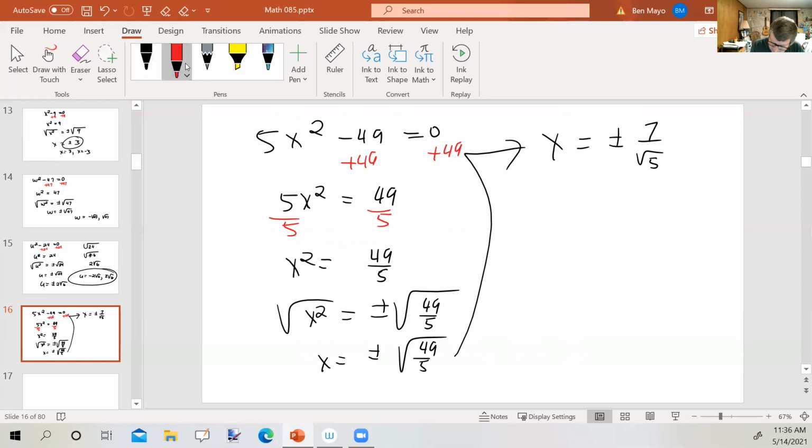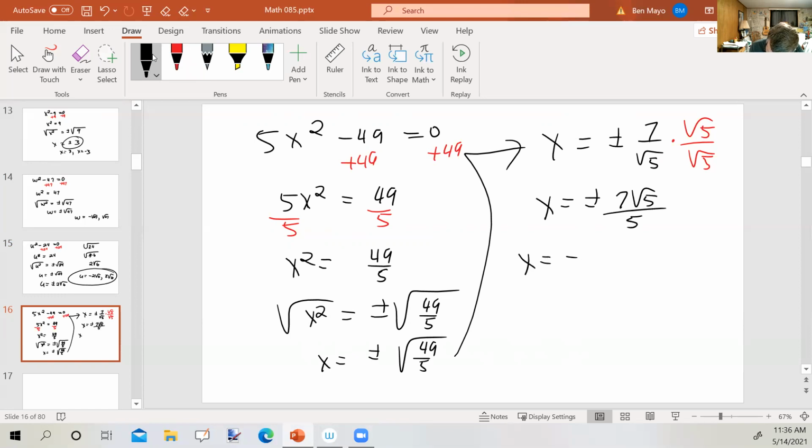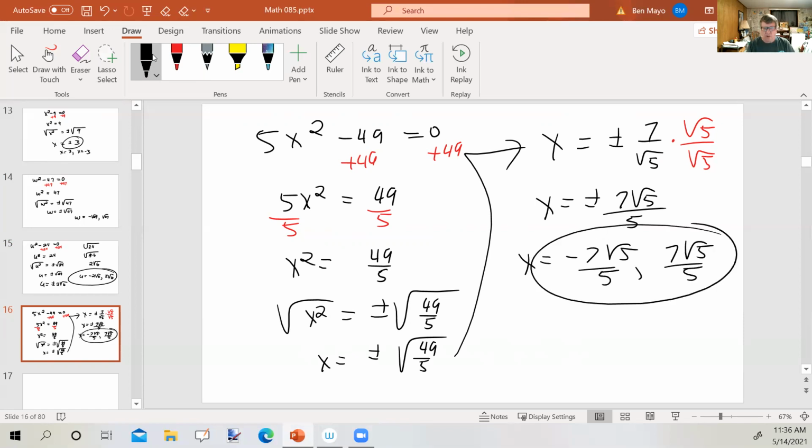So we're going to do that. We're going to multiply by the square root of 5 over the square root of 5. And x is going to be plus or minus 7 square roots of 5 over 5. So x would be negative 7 square roots of 5 over 5, comma, 7 square roots of 5 over 5. Your two solutions.